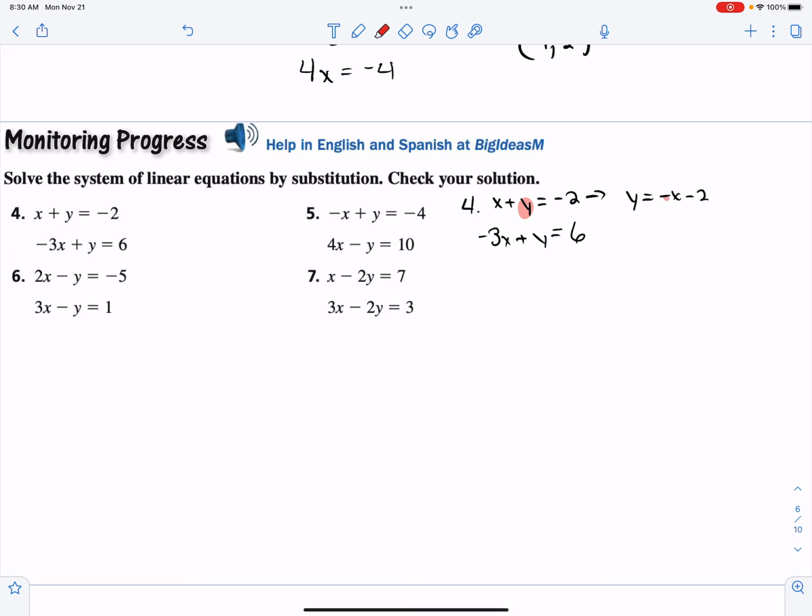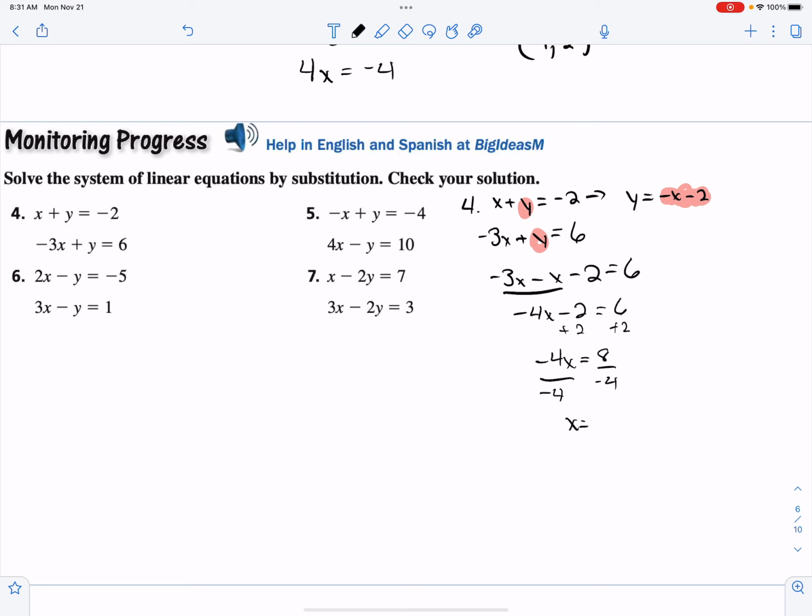Now once I've isolated that y, I'm going to take this stuff right here, and I'm going to plug it in for this y right here. So underneath of this, I have negative 3x minus x minus 2 equals 6. Combine our like terms, it's negative 4x minus 2 equals 6. We're going to add the 2 to the other side. Negative 4x equals 8. We're going to divide by negative 4.